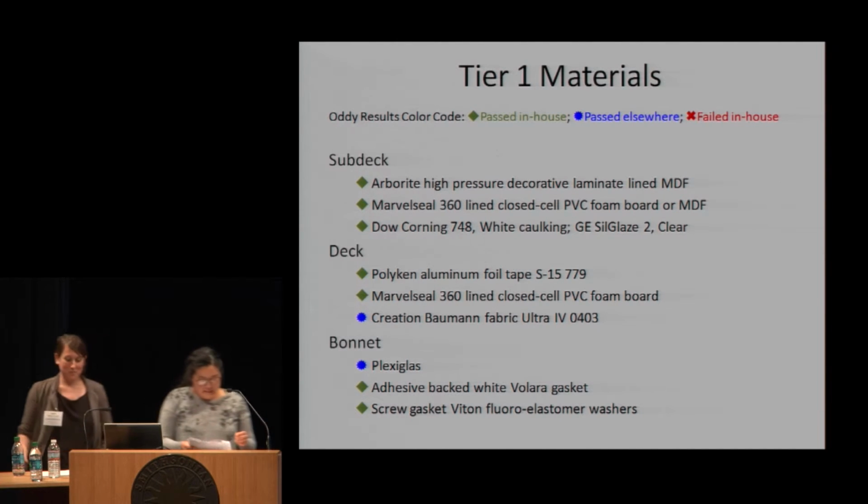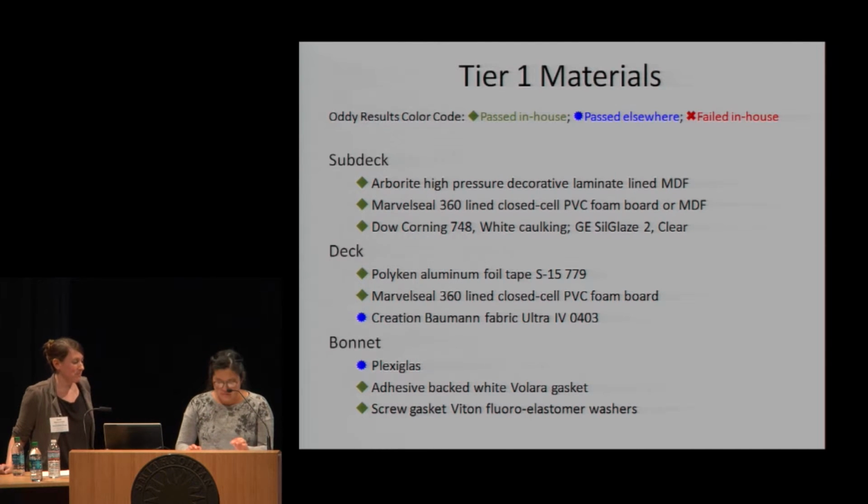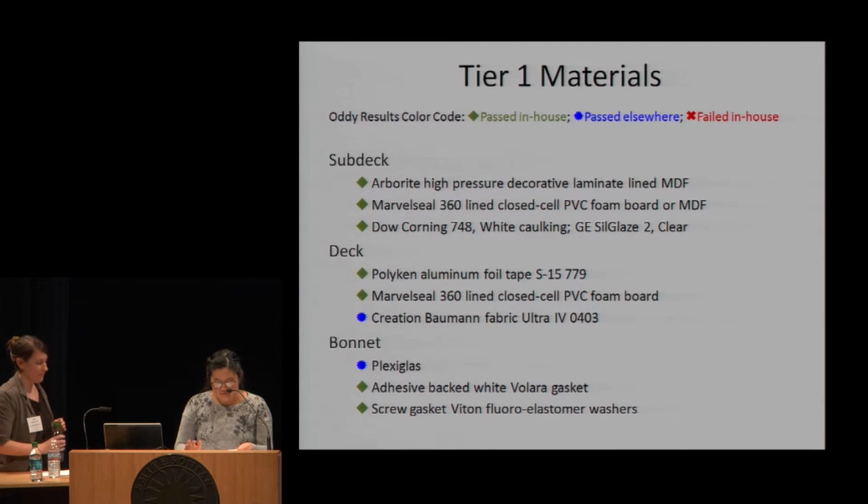So these are the Oddy pass materials that were reserved for the Tier 1 case. So the subdeck is still an HBL or Marvaseal lined MDF or a PVC foam board that is lined. The deck is now Marvaseal wrapped PVC foam board covered in a Creation Baumann fabric, and the bonnet is plexi seated on gaskets of the white Volara.